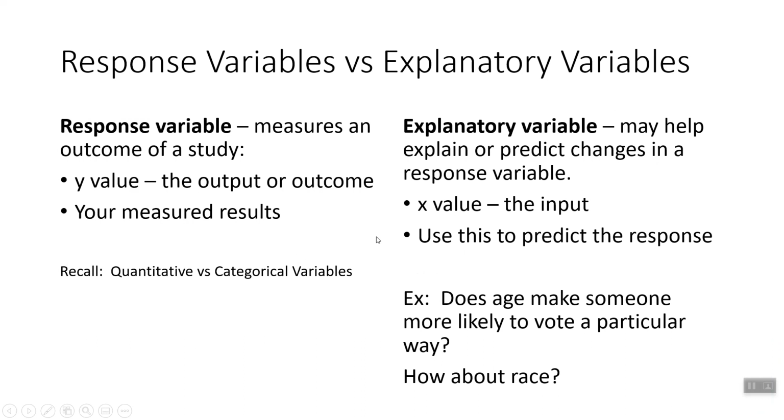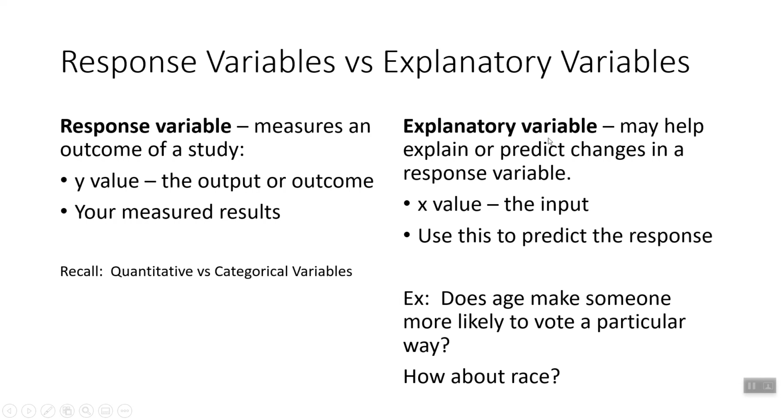All right, our variable types. So we mentioned these before. Our response variable is the response, the outcome of the study or the experiment. It's the y value. When you're thinking about x and y values, your response is your y value. It's your measured results. Response are your results.